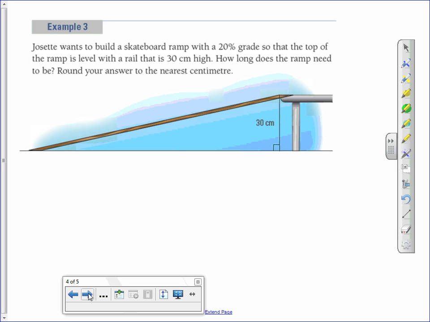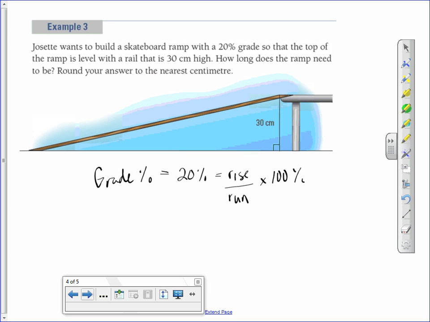Another example, this time involving grade. Josette wants to build a skateboard ramp with 20% grade. Now it's important for you to realize that doesn't mean that this angle is going to be 20 degrees. Grade is measured as a percentage, and the grade percentage is figured out in relation to the slope. So that equals 20. That equals the rise divided by the run times 100%.